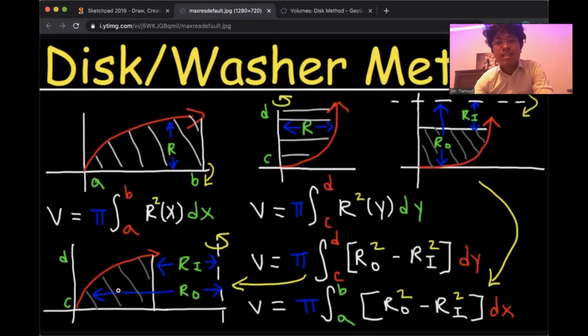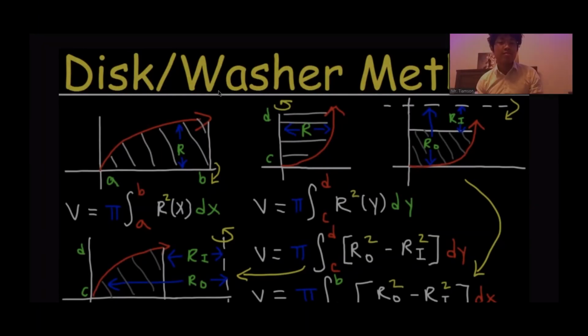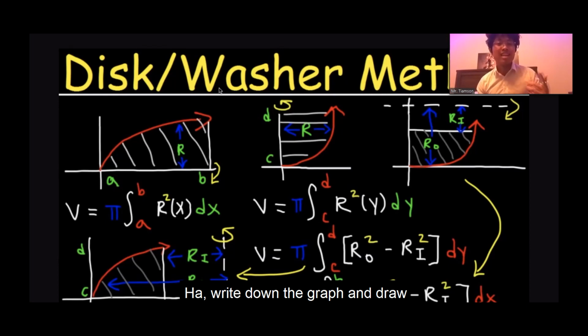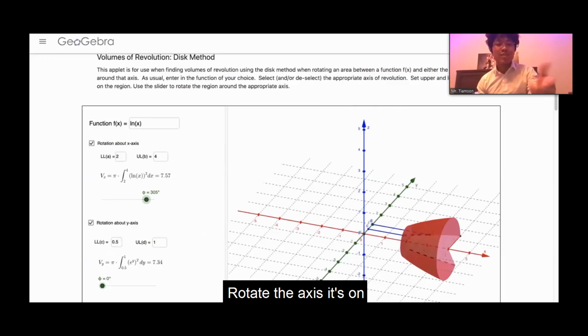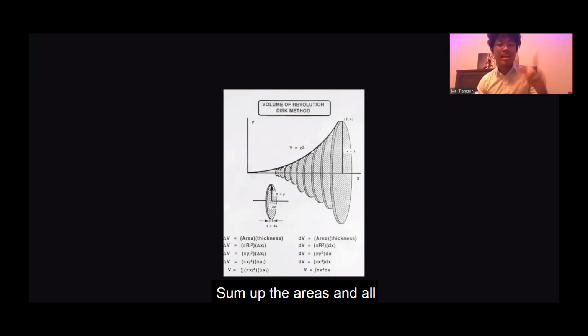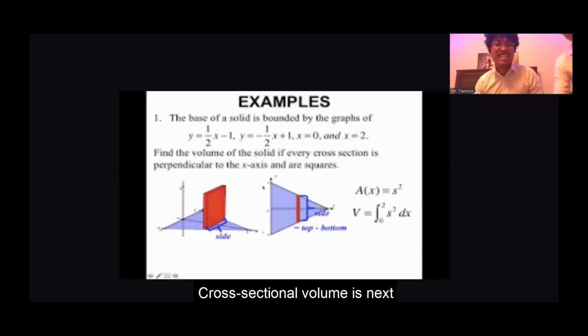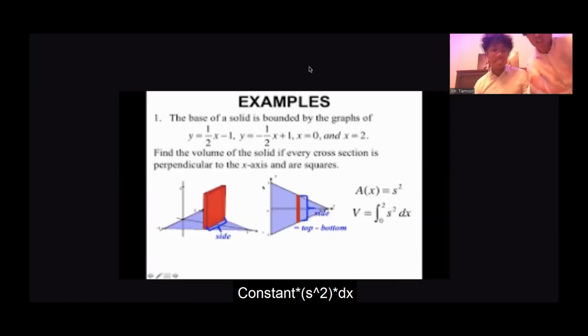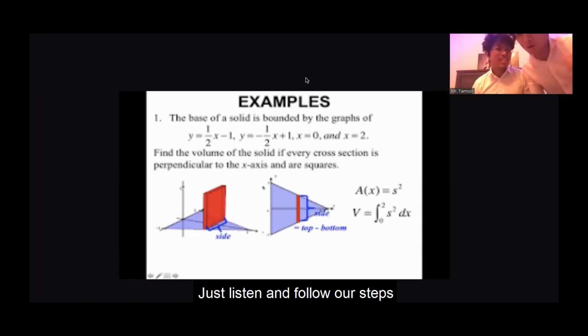I guess that is a good idea. Don't be a fool, just listen. Hold on, gonna get another 5. Write down the graph and draw. Rotate the axis it's on. Sum of the areas and all. Cross-sectional volume is next. Constant S squared dx. Just listen and follow our steps.